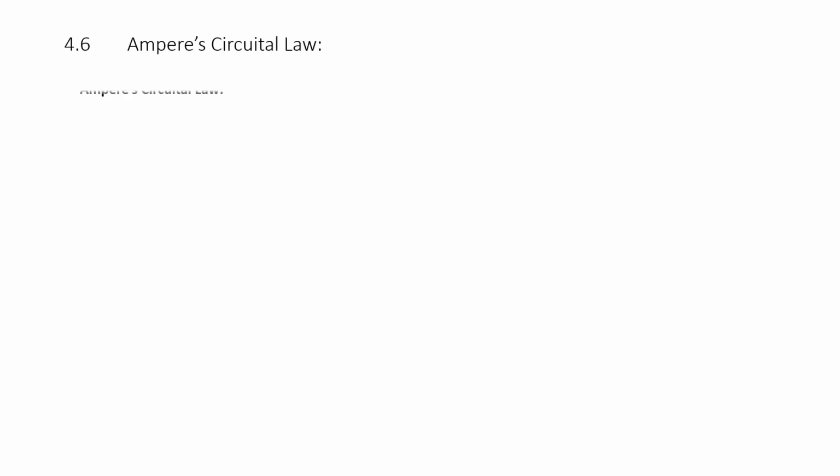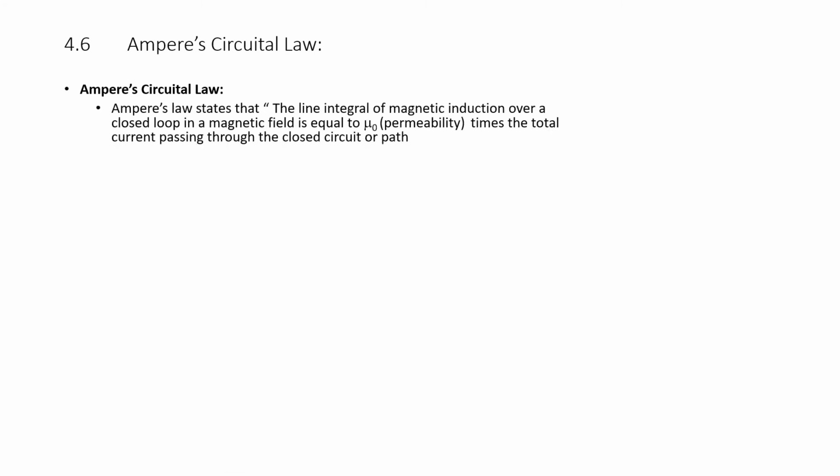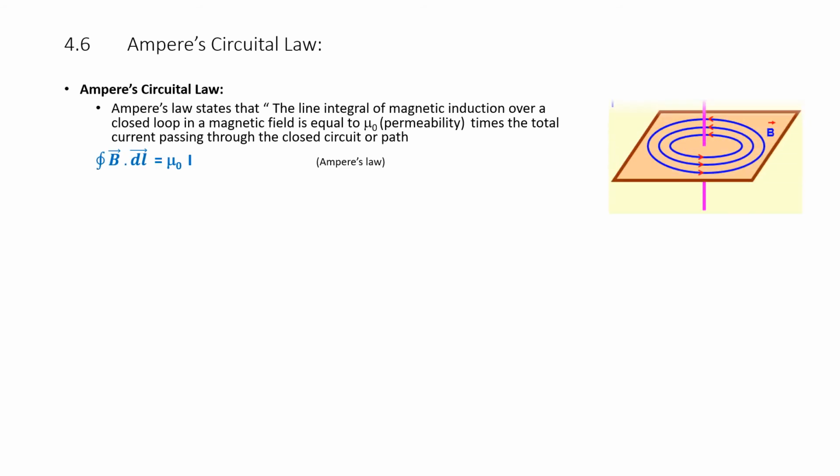Ampere's circuital law. Ampere's circuital law states that the line integral of magnetic induction over a closed loop of magnetic field is equal to μ₀, that is permeability, times the total current passing through the closed circuit path. Please see the figure on the right-hand side. Here there is a conductor at the center of the plane carrying current I which goes from bottom to top. Due to this current, a magnetic field is set up around it.